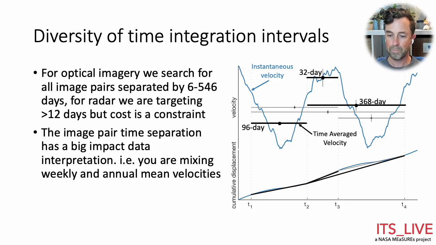So on the bottom panel of that figure, that is cumulative displacement for the figure just above. And what is happening here is when you acquire an image at time one and an image at time two, and then you look for the displacement that occurred between those two images, you get the average velocity over that time. So that adds a complexity to working with the data that's fairly unique to this data set.